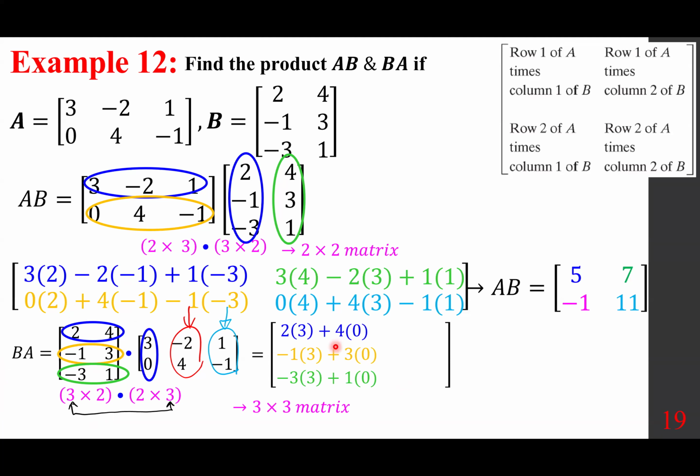2 times 1, 4 times negative 1 goes here. So 2 times 1 and 4 times negative 1 add up to negative 2, for example, the very last one. Minus 1 times 1, 3 times negative 1 is the next one. Negative 3 times 1, 1 times negative 1. For example, right here is minus 3 and this is minus 1, which is minus 4. The very last entry becomes negative 4. So BA, as you can see, AB and BA are two different things.